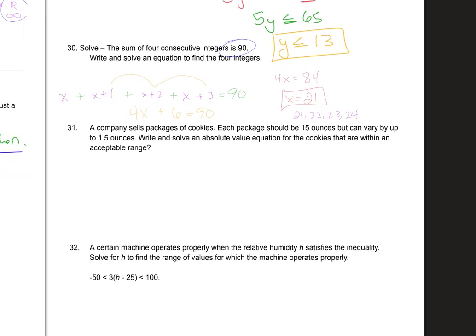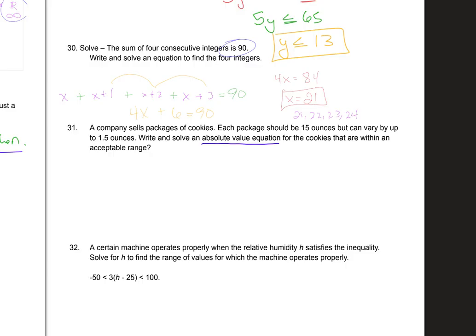A company sells packages of cookies. Each package should be 15 ounces, but can vary by up to 1.5 ounces. Okay, so I guess I should keep reading before I just start solving. Write and solve an absolute value equation for the cookies that are within an acceptable range.